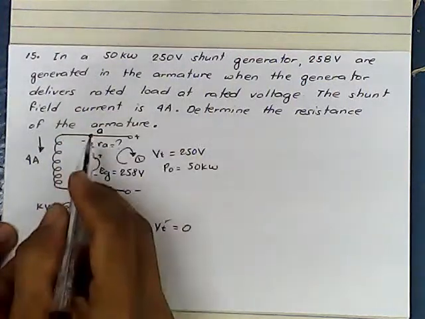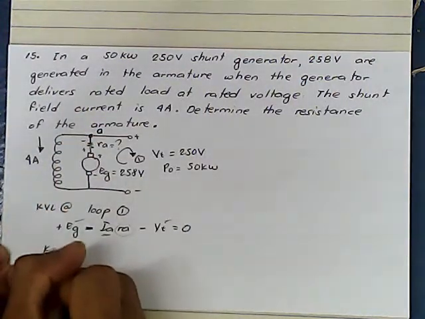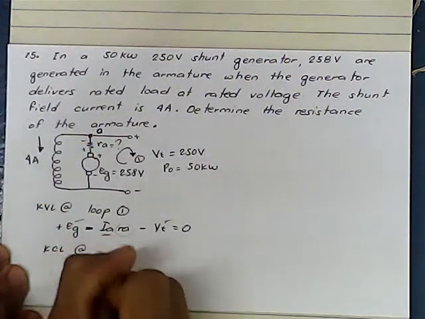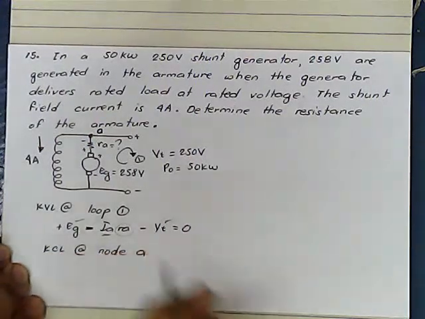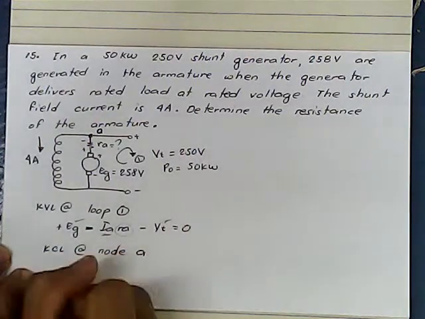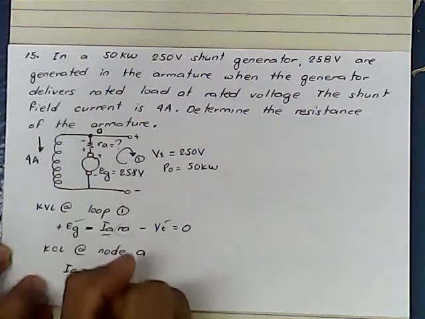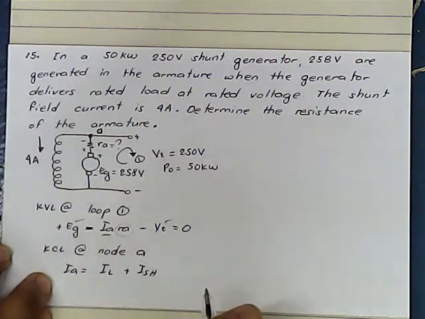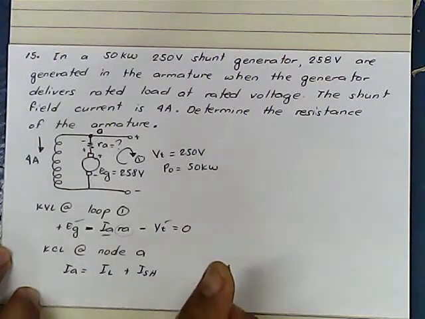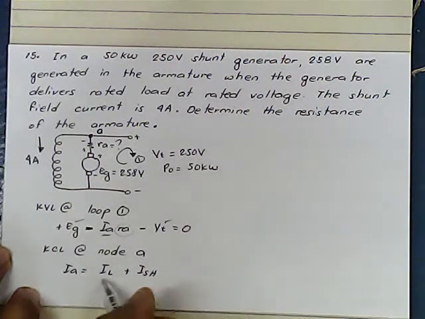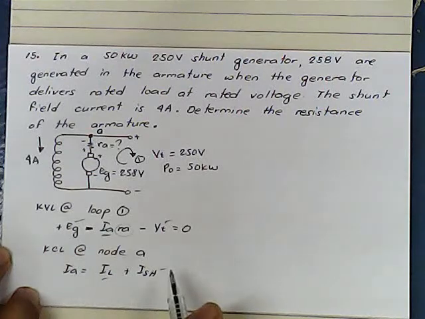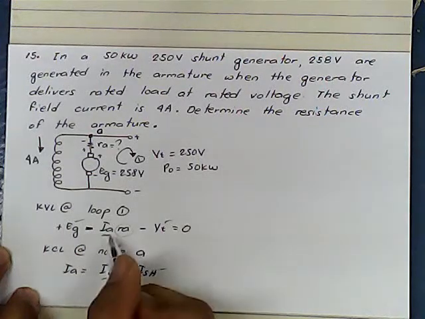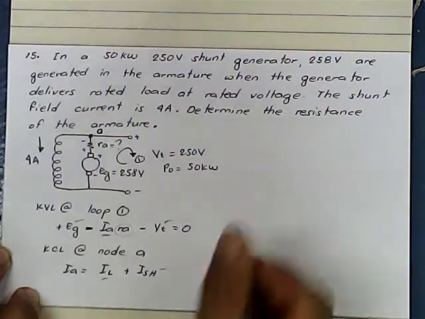Mag-denote ulit tayo dito ng node A. So, Kirchhoff's current law at node A. So, that is IA is equal to IL plus ISH. Pwede natin makuha yung IL. Given na po yung ating ISH, makukuha natin yung IA. Substitute lang po natin dito. Sigurado makukuha na natin yung RA.